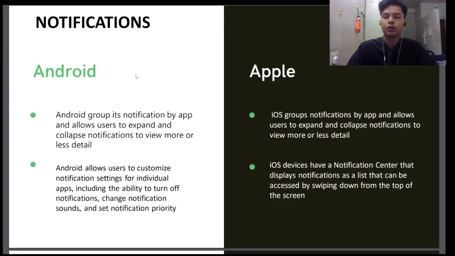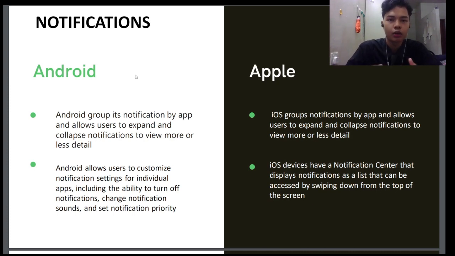Now, lastly, the notifications. For Android, Android will group its notifications by app and allows users to expand and collapse notifications to view more or less detail. Android also allows users to customize notification settings for individual apps, including the ability to turn off notifications, change notification sounds, and set notification priority on different apps or maybe different contacts.